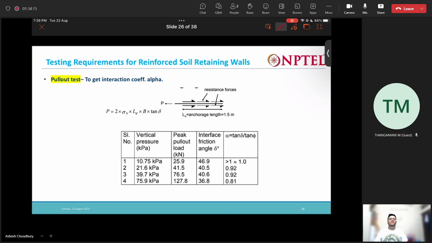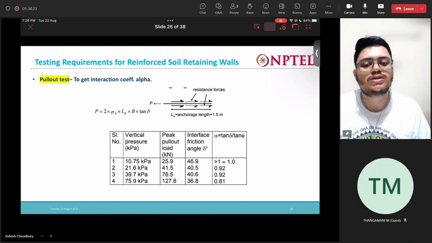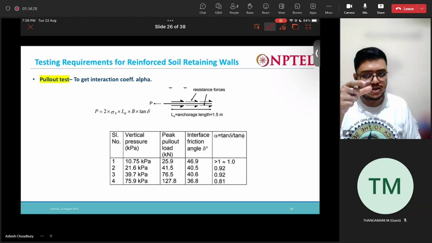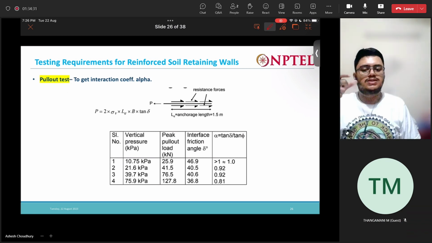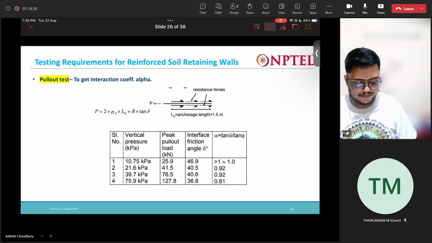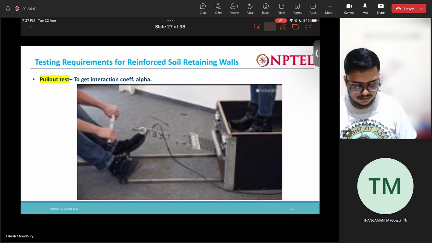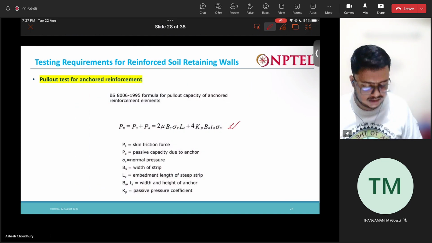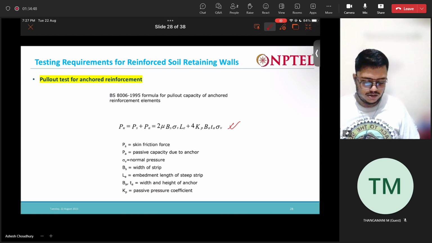As I was saying, obviously the geogrid will have higher pull out resistance because there are pores. Due to that big aperture size, there is interlocking between the soil and the geogrid. All right, so higher strength is actually needed. Now this is the relation for the anchored reinforcement.